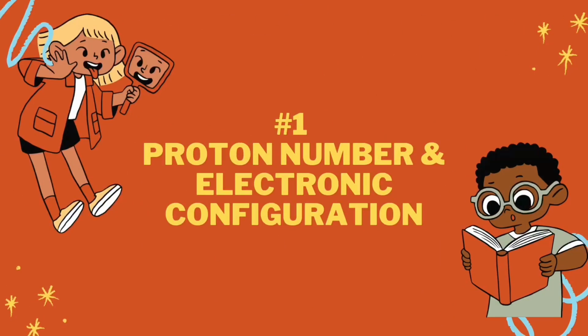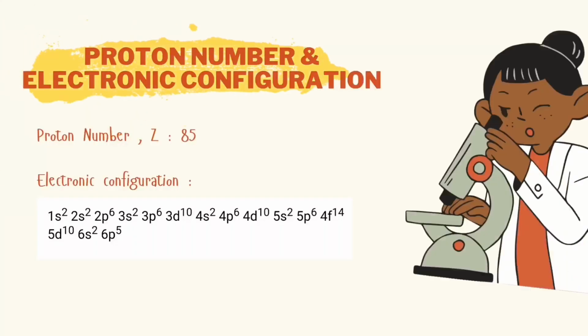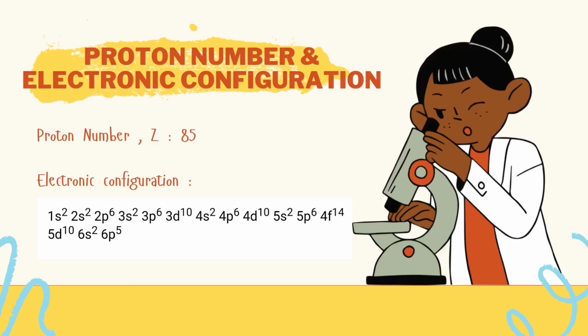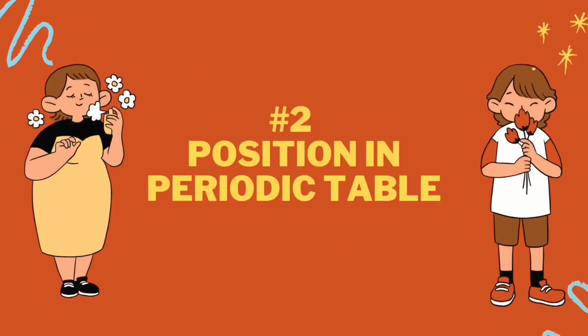So, for the first one, which is proton number and electronic configuration of astatine, the proton number of astatine is 85, and the electronic configuration is 1s2, 2s2, 2p6, 3s2, 3p6, 3d10, 4s2, 4p6, 4d10, 5s2, 5p6, 4f14, 5d10, 6s2, and 6p5. Next, the position in periodic table.